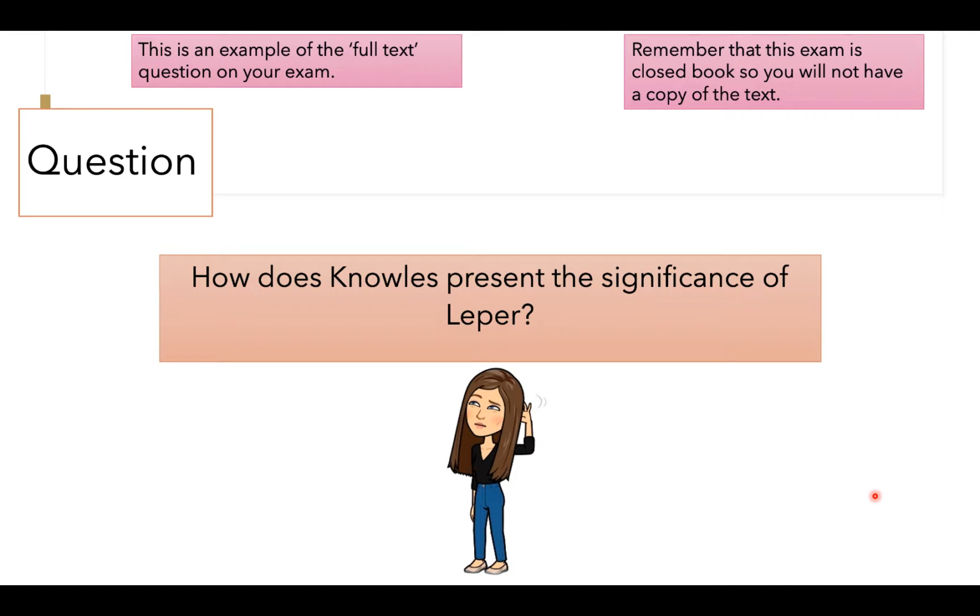Remember that in the exam you will be given an extract with a question to go with the extract, and then you'll be given a second option, which is something like this. And this question is based on the full novel. Please make sure that you understand the difference, and please make sure that when selecting your question, you're very, very clear on which one you have selected.